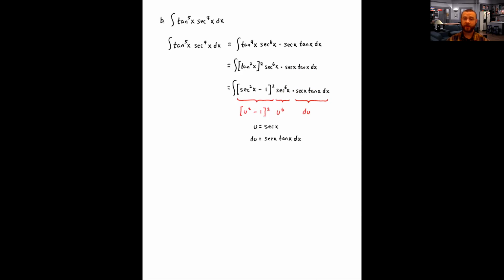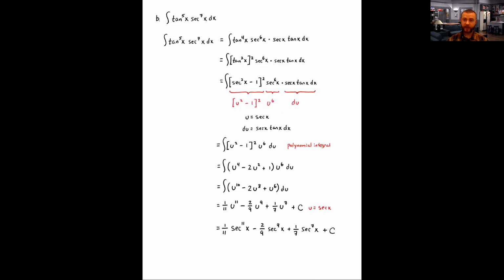All right, with our substitution u as secant x, we can rewrite all the pieces accordingly. Inside the brackets, that'll convert to u squared minus 1, squared on the outside. Secant to the 6th converts to u to the 6th. And secant x tangent x dx converts to du. At this point, the hard part is done, and we get our resulting polynomial integral in u, which we can multiply, FOIL, expand to get a sum of a bunch of powers of u.